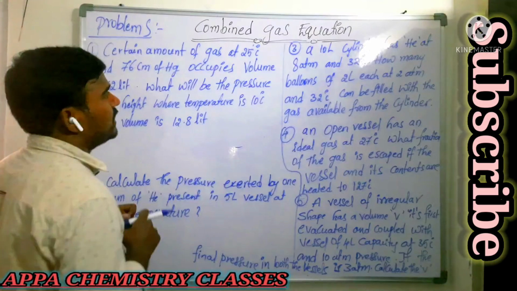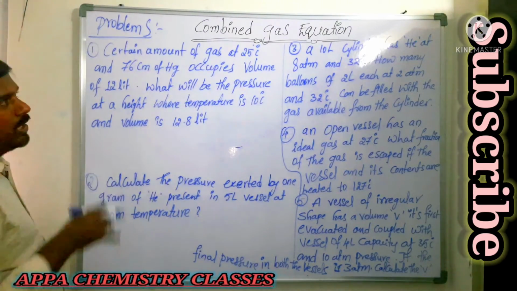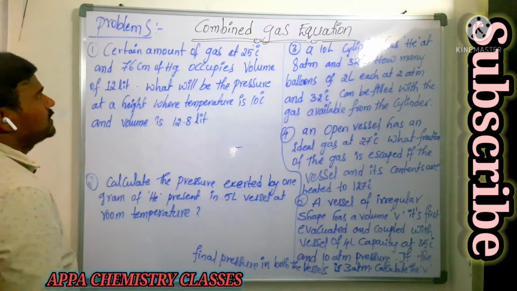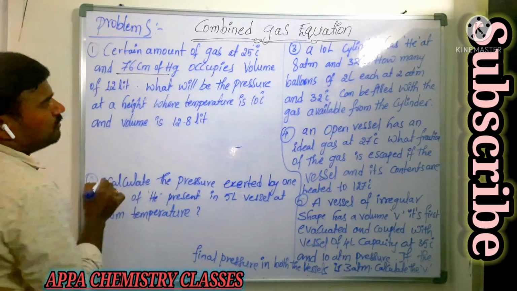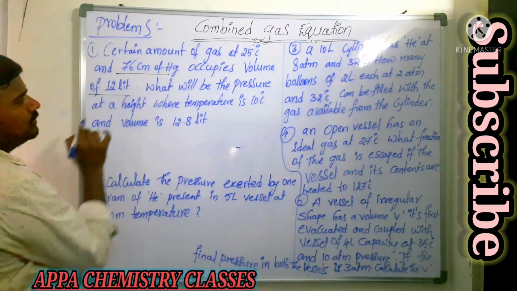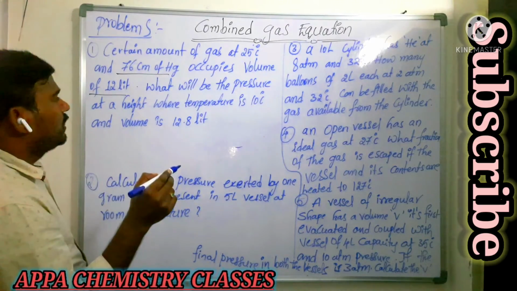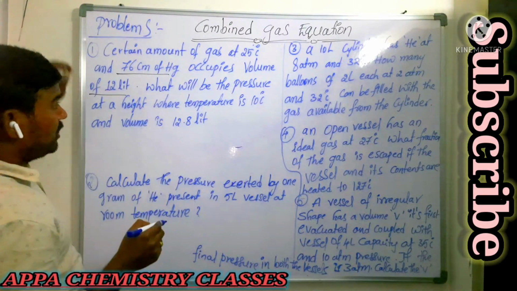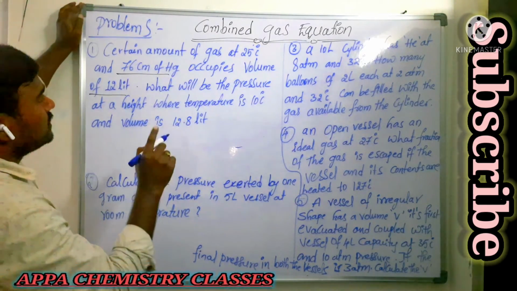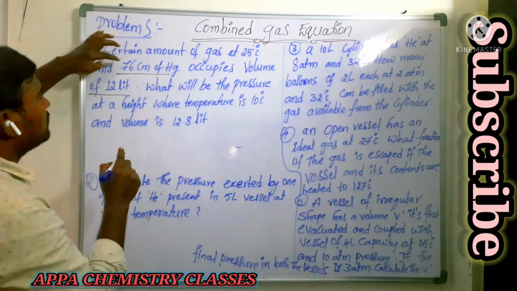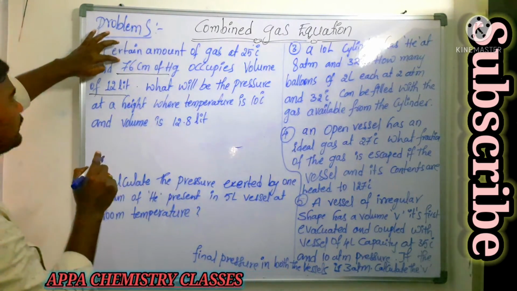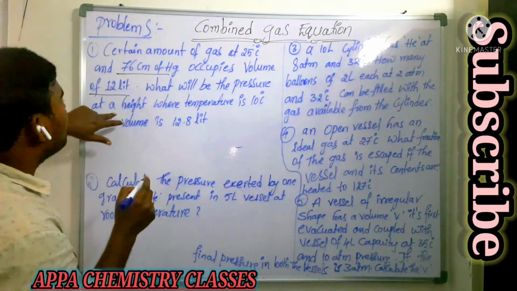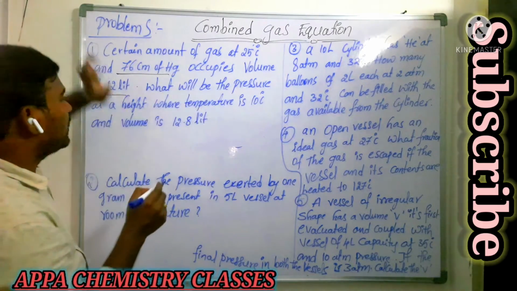Okay. See the problems on the combined gas equation. The first problem we are going to see: a certain amount of gas at 25 degrees Celsius and 76 centimeter of mercury occupies a volume of 12 liter. What will be the pressure at a height where the temperature is 10 degrees Celsius and the volume is 12.8 liter? Now what they are saying, a certain amount of gas at 25 degrees Celsius whose pressure is 76 centimeter of mercury, volume is 12 liter. So what will be the pressure at a height where the temperature is 10 degrees Celsius?